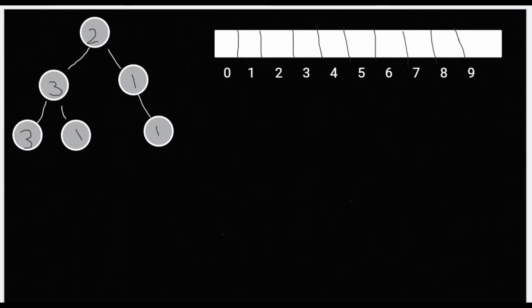So let's start with the given example. My pointer will most definitely be pointing towards the root in the beginning. And then I will consider this value of the root and I'll mark it as 1.